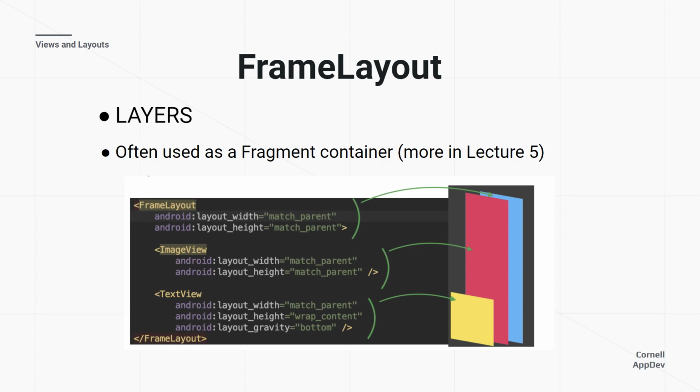So you can get the stuff like in Google Maps where a part slides over the map and the map doesn't change size or anything because it's in the background. This is what FrameLayout's for. It's often used as a container for fragments. More about that in Lecture 5.